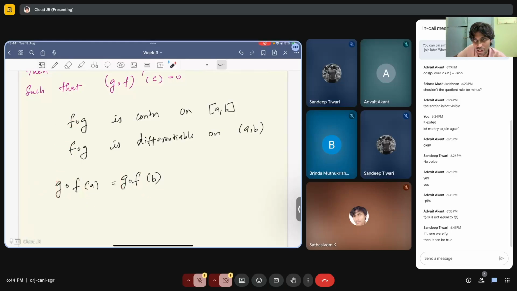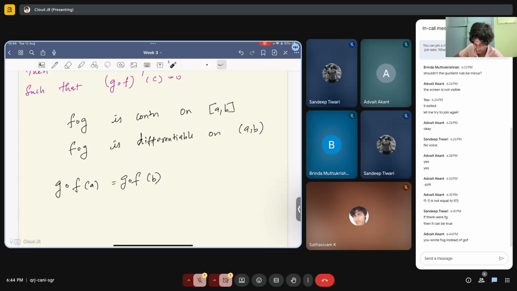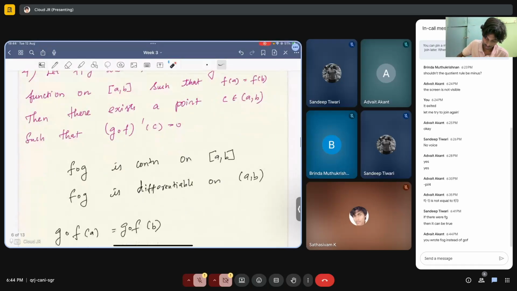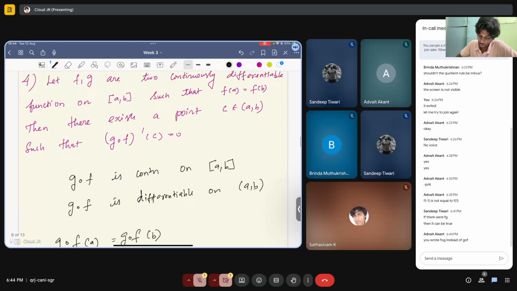See, as Sandeep had said, he wrote f composition g. Where did I write f composition g? Oh, sorry. Okay, it is g composition f. I was looking at Sandeep's comment and I changed it here, I think. Yeah, so if you have it the other way around, it will not work. You can just check it out.